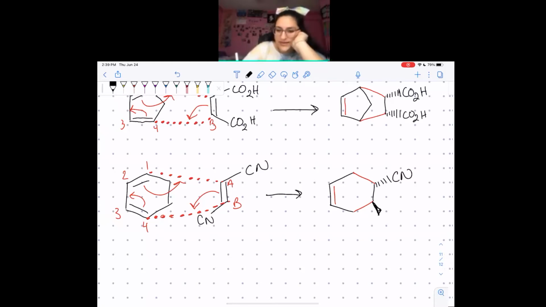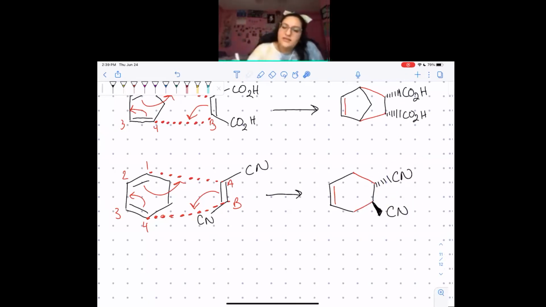And can we label this as endo or exo? And someone pointed something out and I didn't explicitly say it. We are maintaining the configuration. So you're absolutely correct. It doesn't matter which one's up, which one's down, but they do have to be trans. And we cannot label this as endo or exo product because there's one on each side.